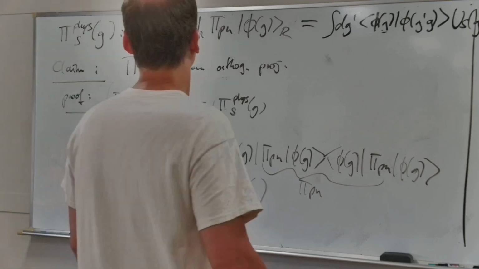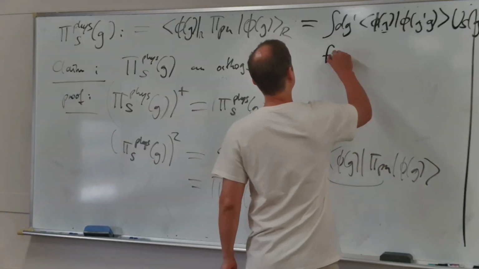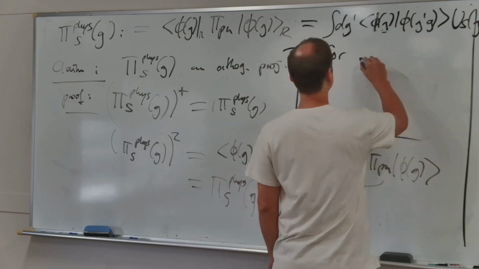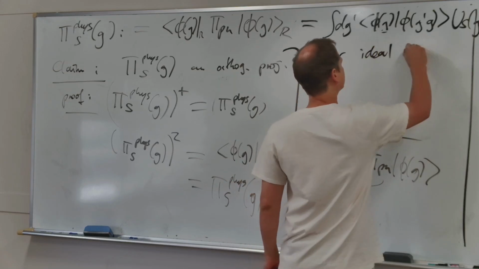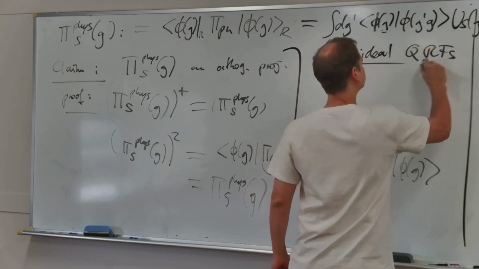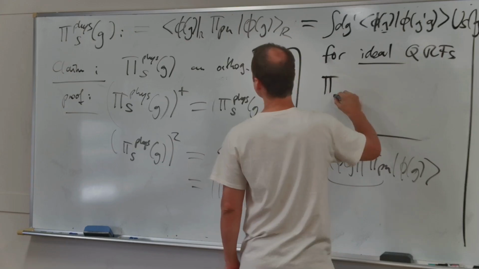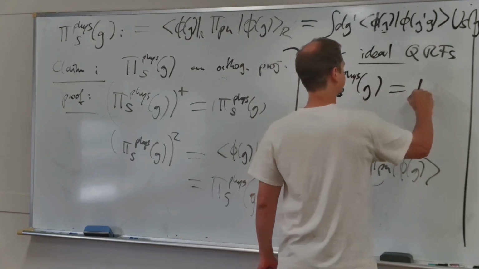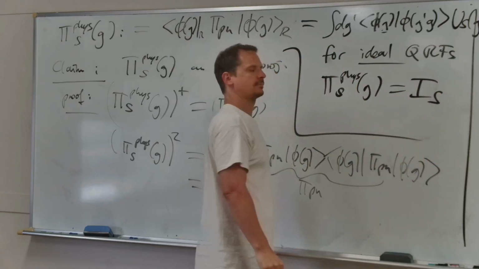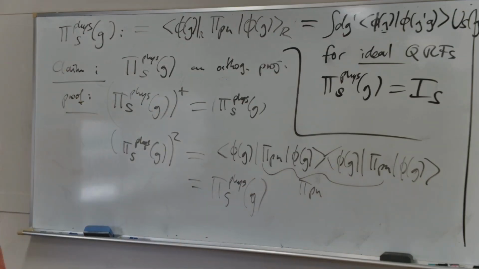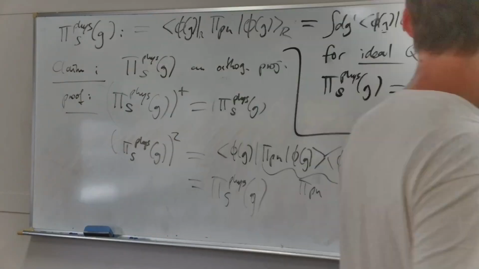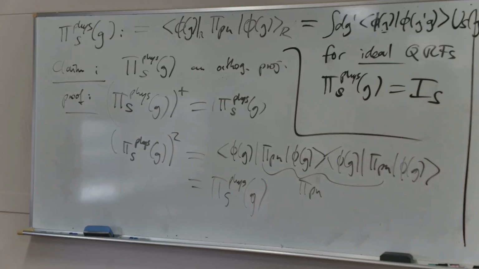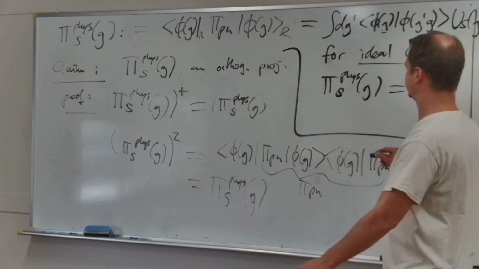Good. And this may be another comment. So for ideal QRFs, we have that pi S phys of g is just the identity on S. That's only for ideal quantum reference frames. So in general, it's a non-trivial projector.